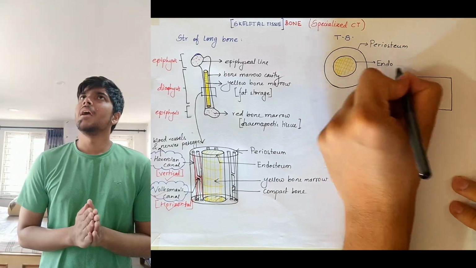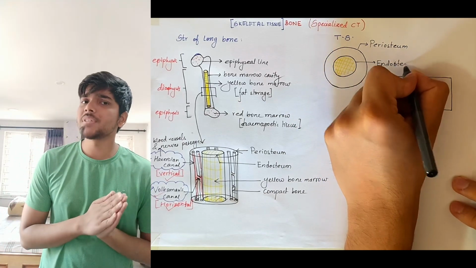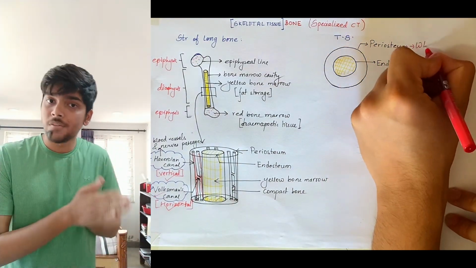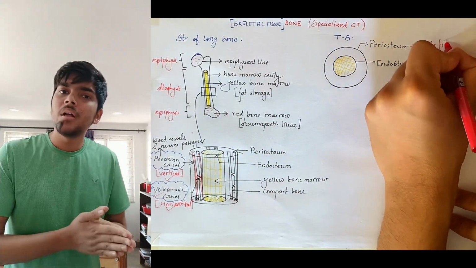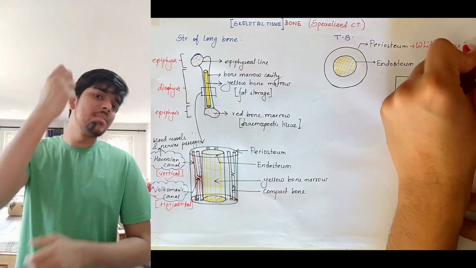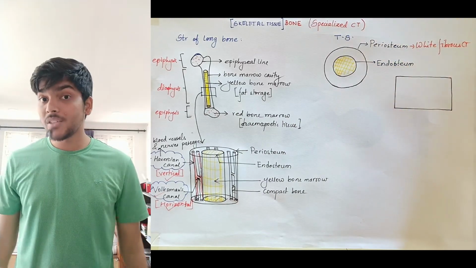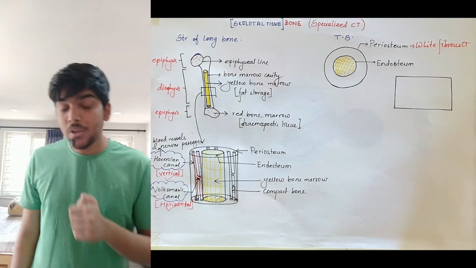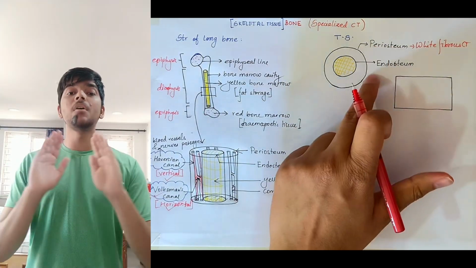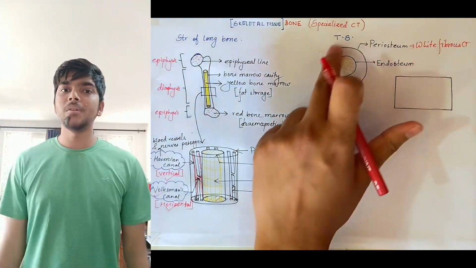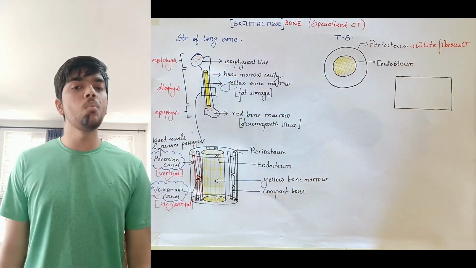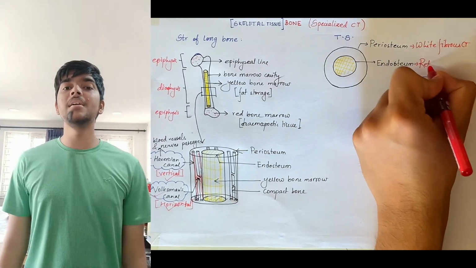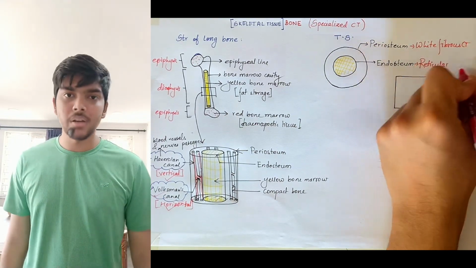Periosteum. Okay, in the topic of white fibrous connective tissue, we have learned that white fibrous connective tissue is made up of collagen fibers, which are found in bundles, and they provide tensile strength. And where do you require tensile strength? In those places where protection is needed. What's the function of periosteum? It forms a protective covering around your bone. So periosteum is made up of none other than white fibrous connective tissue. Endosteum, on the other hand, is made up of reticular connective tissue.